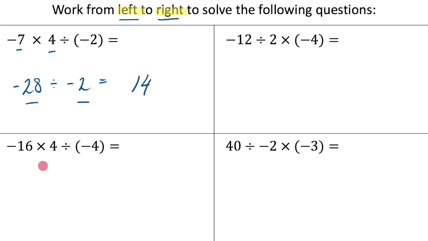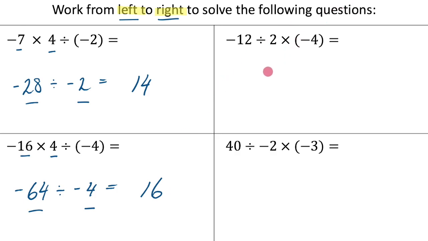Let's now go on to the next question, where I have negative 16 times 4 divided by negative 4. Again, for the time being, let's just ignore the negatives. I'm just going to go 16 times 4, that's 64. Now, because I have a negative and a positive, I know this is going to be a negative number. And then I'm going to bring down this negative divided by 4. Again, let's just ignore the negatives for the time being. 64 divided by 4, well, that's just 16. And because I have two negative numbers, I know I'm going to get a positive answer, so I'm just going to leave it like that.